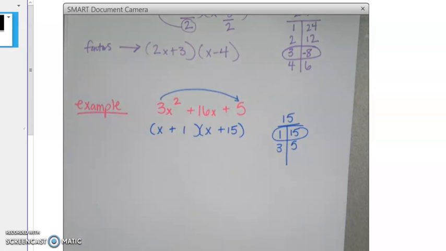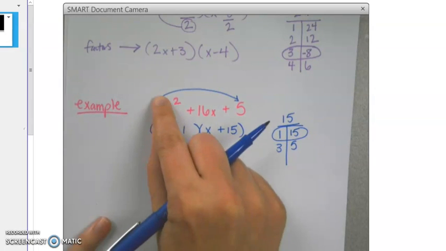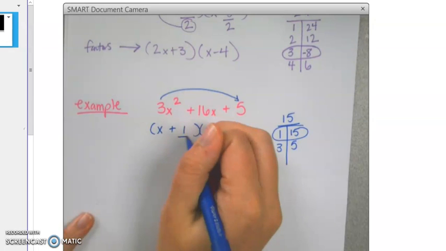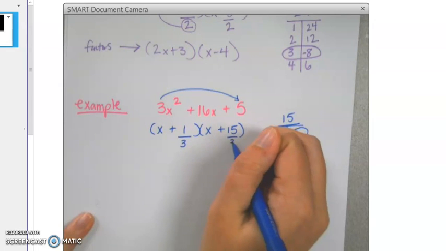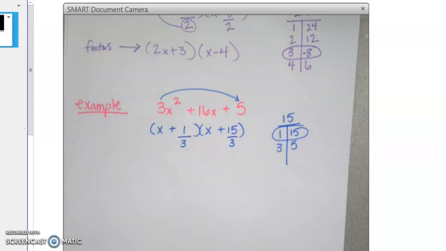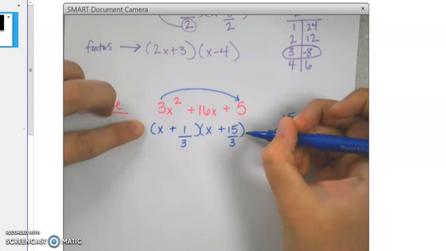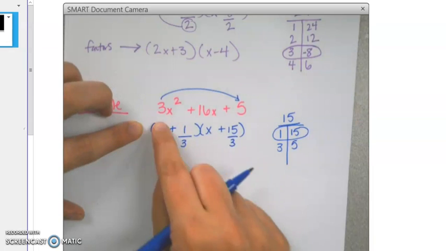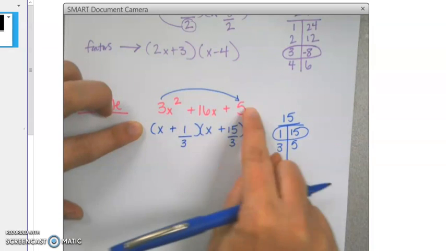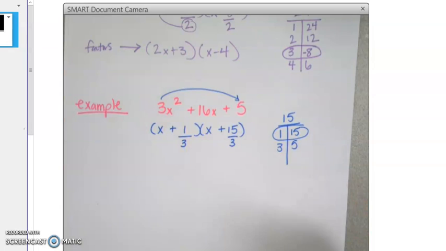Be careful, you are not done. We multiplied the 3 in. Now we have to divide the 3 back out. Do not forget this step. That is probably the biggest mistake I see students make, is they will get here and say, oh, I'm done. You're not. If you multiply these together, you would not get this quadratic. We have to divide that 3 back out.